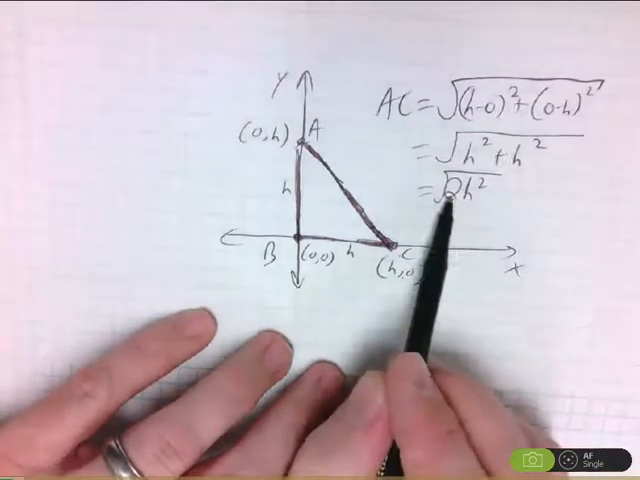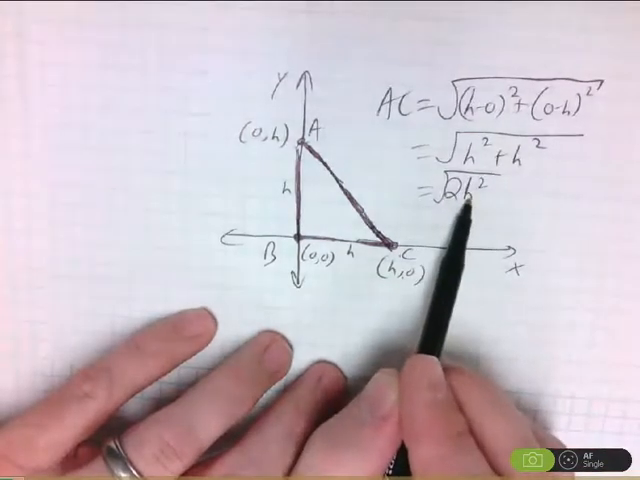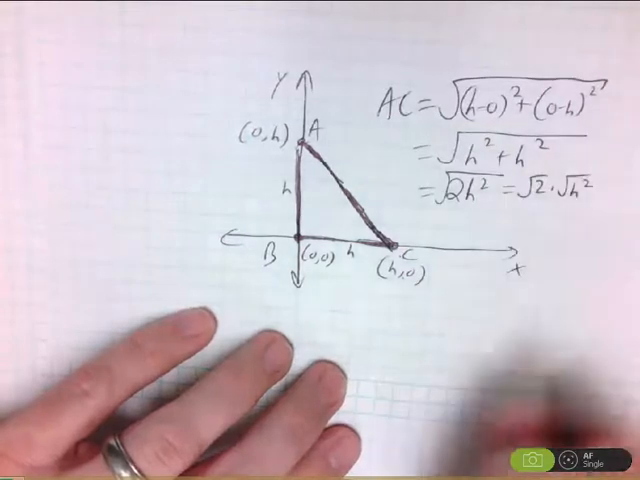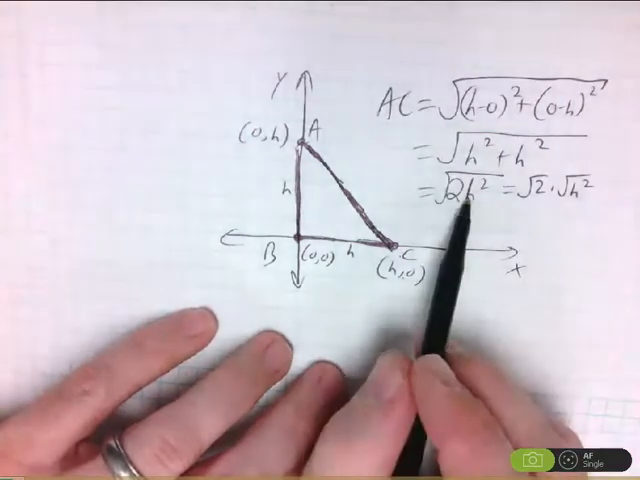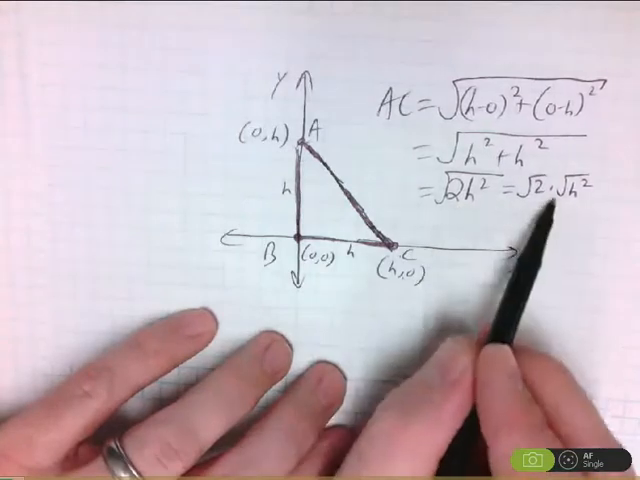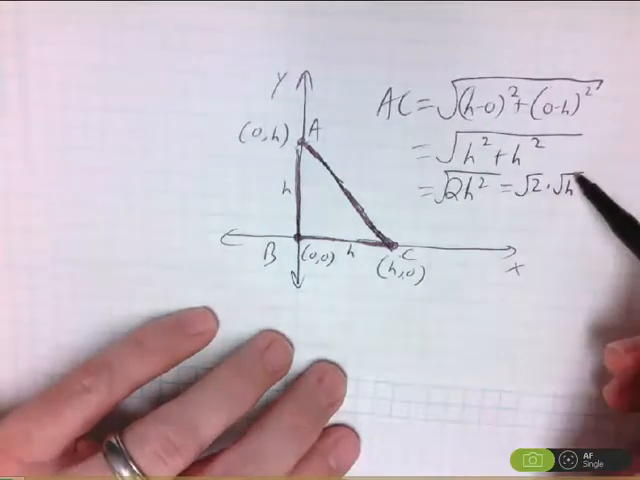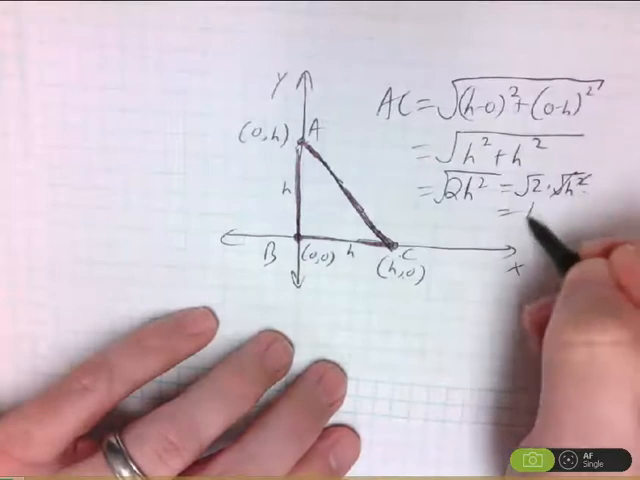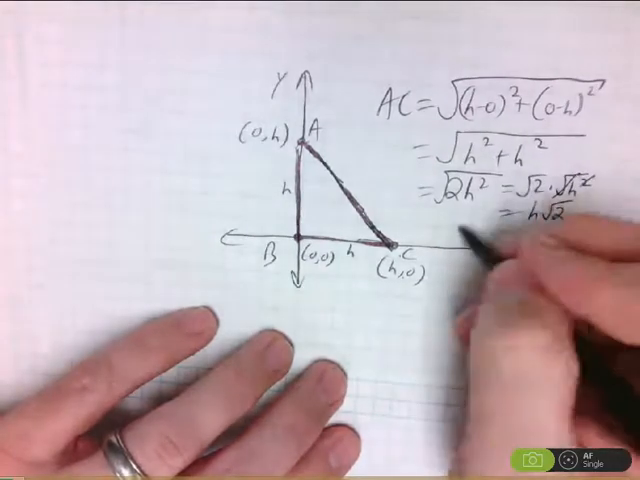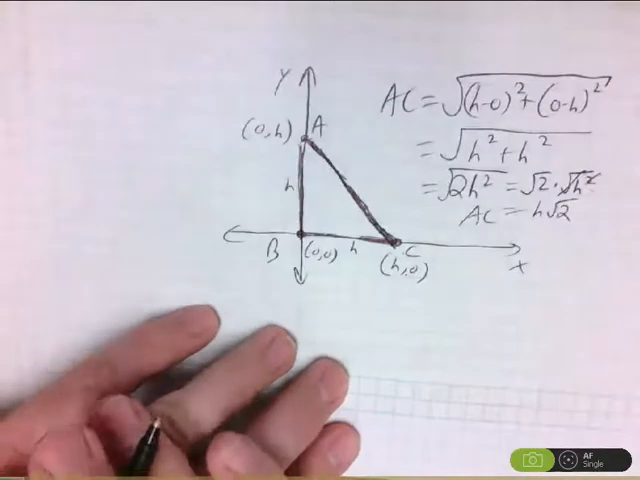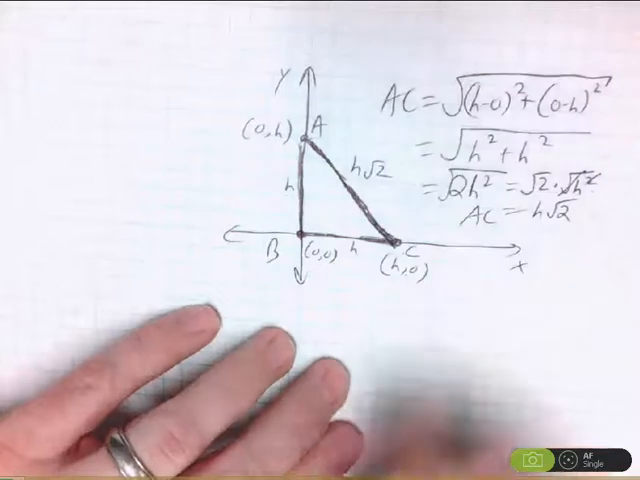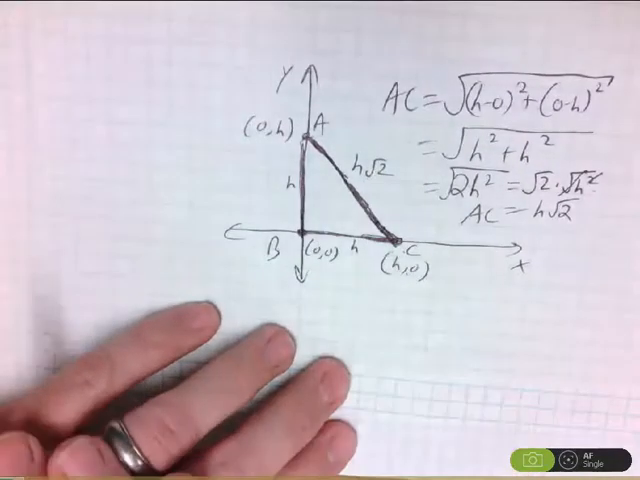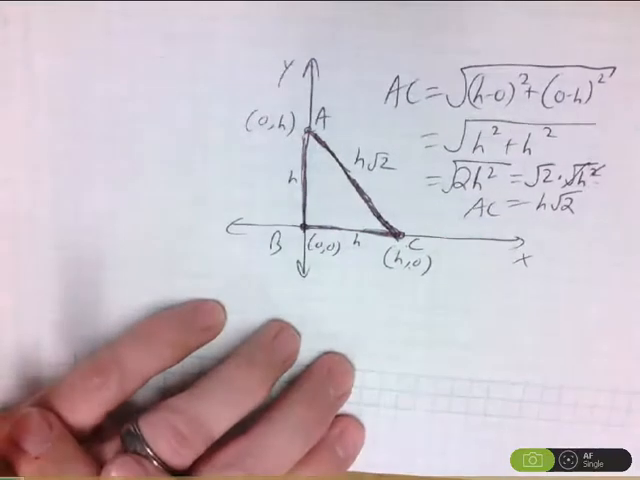And I can't do anything about the 2, but I can do something about the h squared, right? This is really the square root of 2 times the square root of h squared, if you think about it. This is exactly what we would do if we were doing simplest radical form. We would break it apart. The square root of h squared, that's just h. So h times the square root of 2 is the length of the hypotenuse, no matter what. h square root of 2. So if h was 10, 10 times the square root of 2, which we just proved using this coordinate proof.